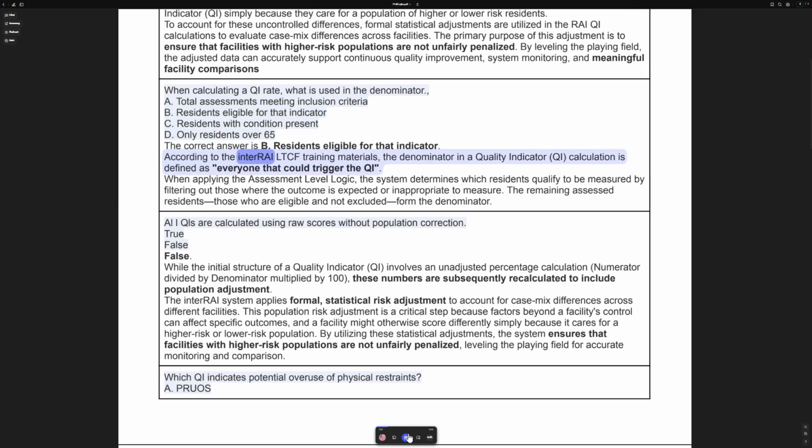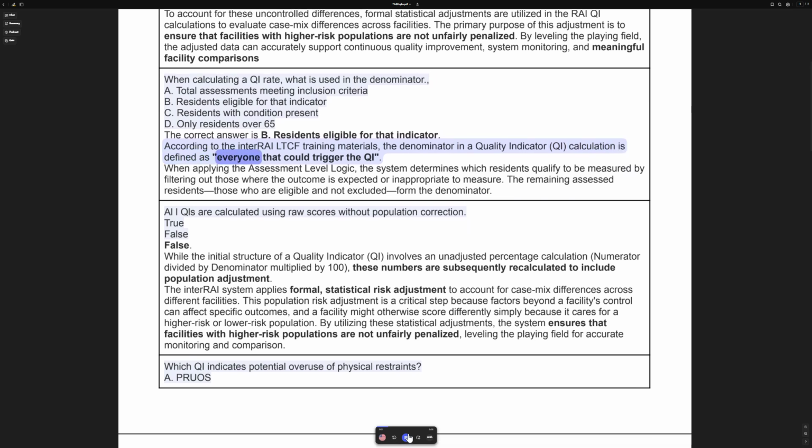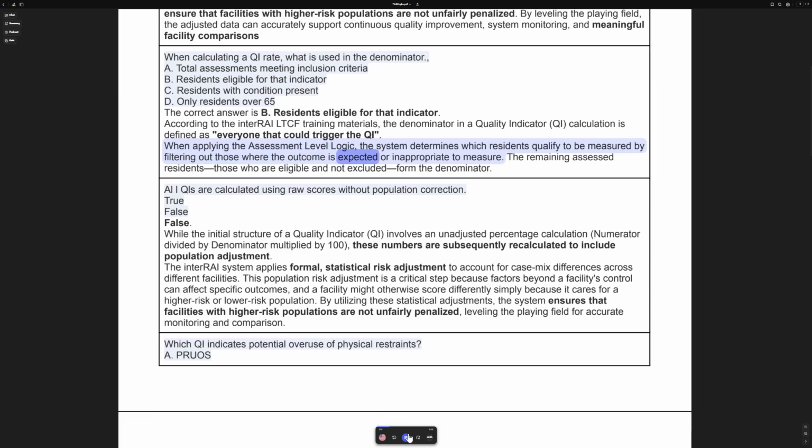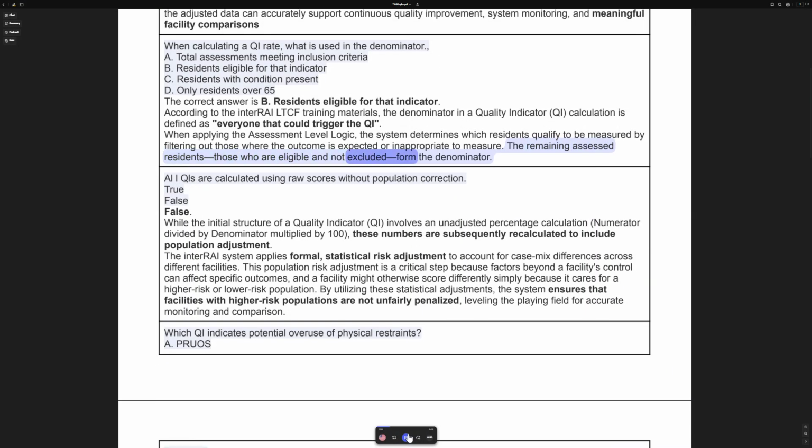According to the RAI training materials, the denominator in a quality indicator, QI, calculation is defined as everyone that could trigger the QI. When applying the assessment level logic, the system determines which residents qualify to be measured by filtering out those where the outcome is expected or inappropriate to measure. The remaining assessed residents, those who are eligible and not excluded, form the denominator.